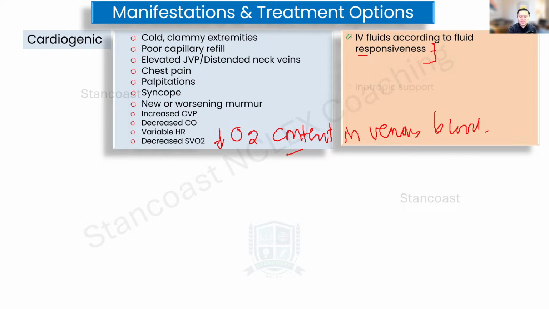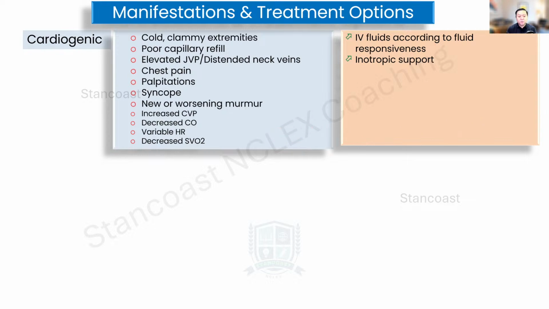Let's talk about inotropic support. So what is inotropic support? In a case wherein the person will end up with cardiogenic shock, what do you expect in this kind of intervention? Well, we're going to have to administer possibly the dobutamine or the milrinone. These are the medications that we know of that can improve the cardiac output.